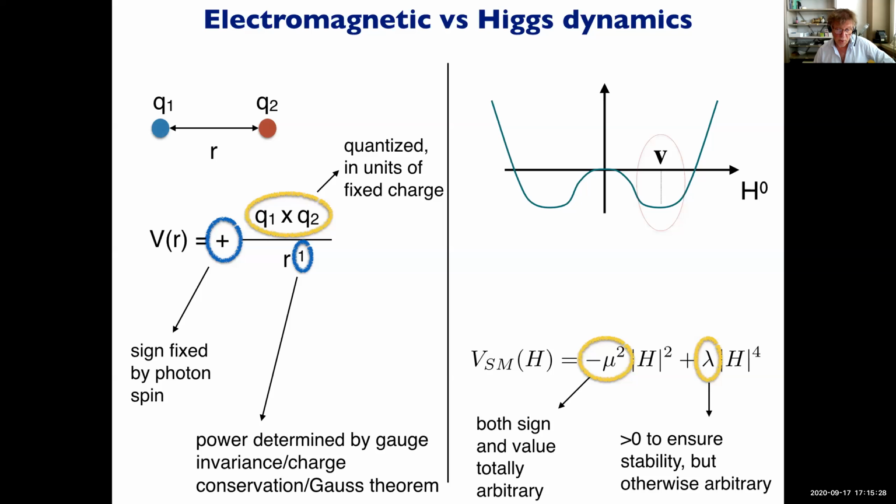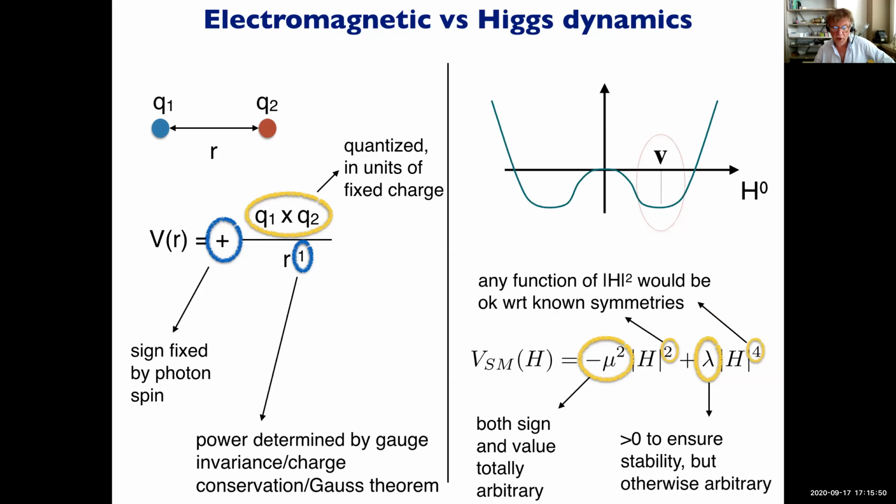Lambda has to be positive because we want stability at large values of the Higgs field. But again, there is no symmetry that makes lambda necessarily positive. Lambda could be negative, and then we could have additional terms in the potential to stabilize its behavior. In fact, in general, there is no reason to have only a square and a quartic.